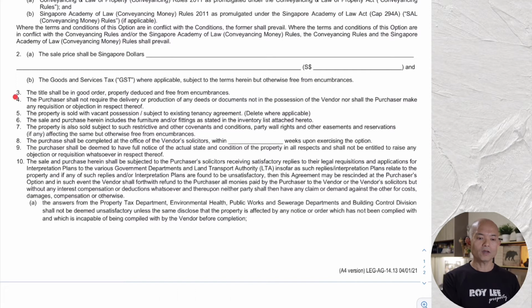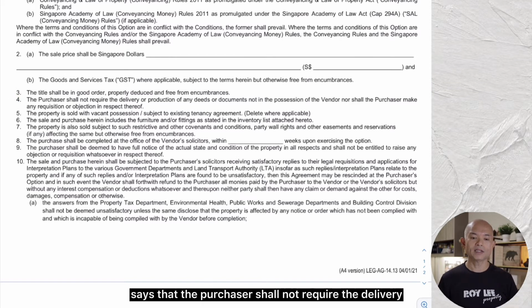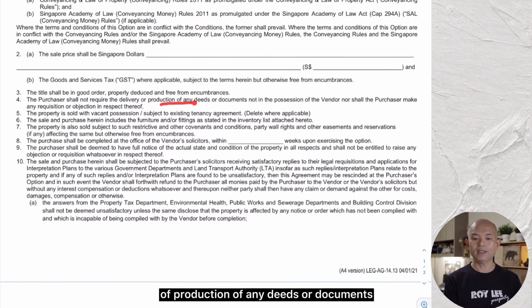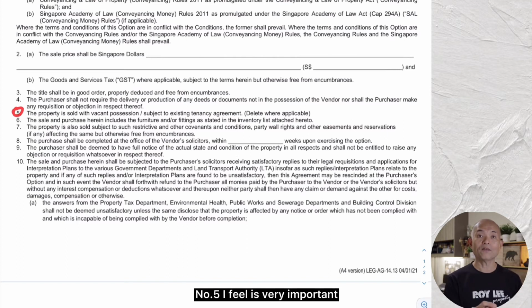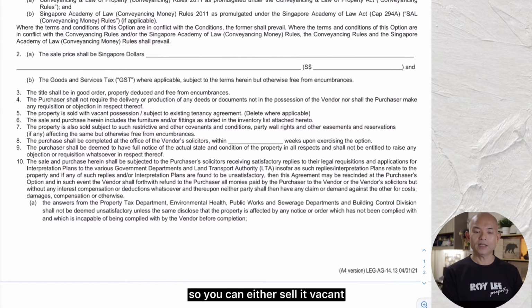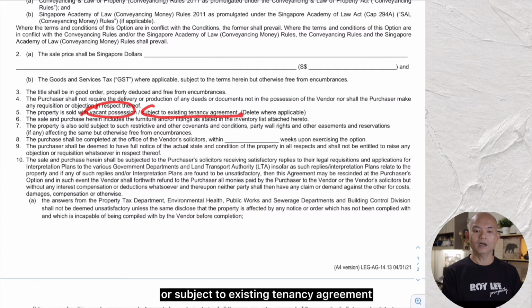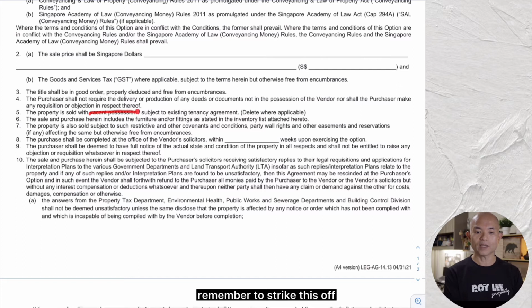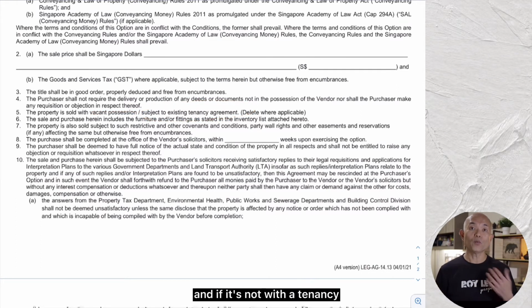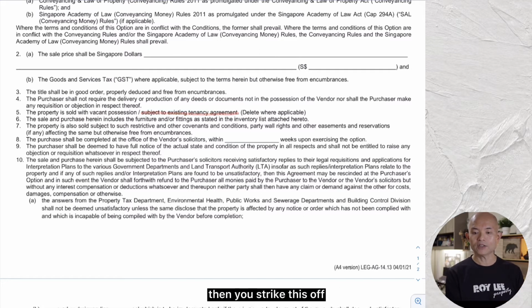Now number 4 says that the purchaser shall not require the delivery or production of any deeds or documents not in the possession of the vendor. So this is very self-explanatory. Number 5 I feel is very important. So you can either sell it vacant or subject to the existing tenancy agreement. So if you are selling with a tenancy at the moment, remember to strike this off and keep this there. And if it's not with a tenancy, then you strike this off.